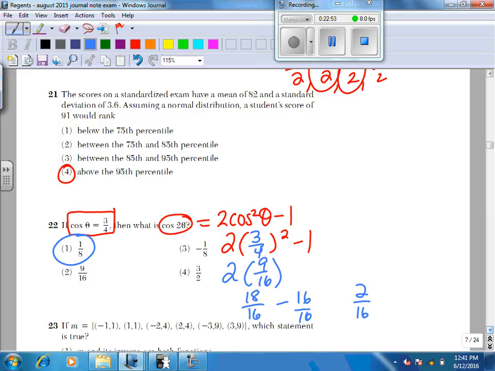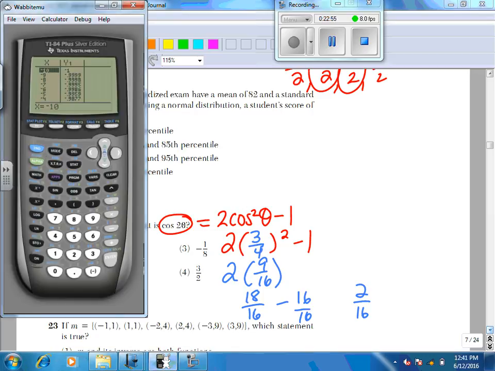The other thing you could have done, if you know cosine theta is 3/4, you could do inverse cosine of 3/4. Get an angle for theta, double that angle, find cosine of that, because it says cosine of double the angle, 0.125, math, enter, enter. Did all that in the calculator. Doesn't always work out so nicely, but in this case it did.